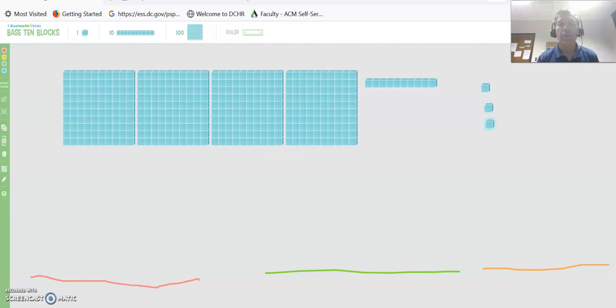Okay, in this video, I'm going to divide this number right here, which is 413, by 3. Now, to do that, I have 3 groups right here. So you can think of it as 3 people that are going to divide these 413 blocks.